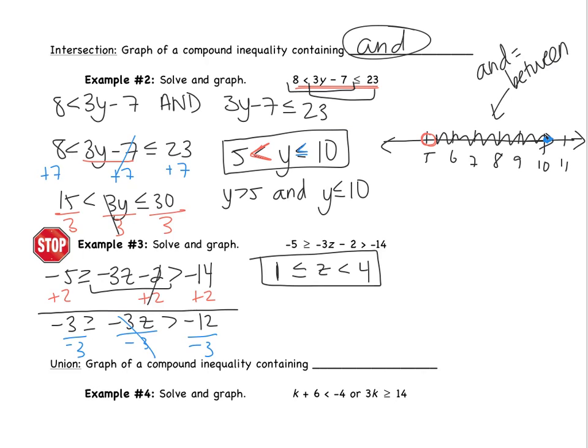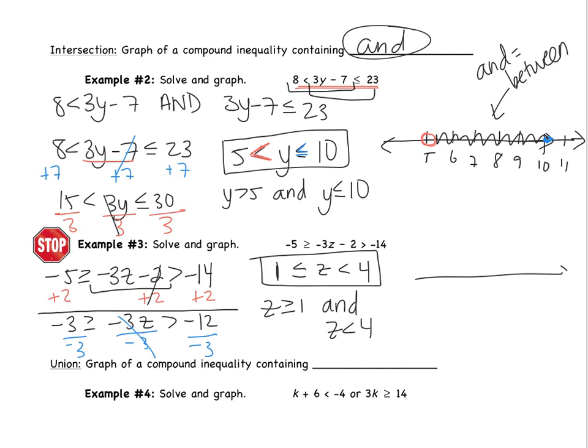So this is what your answer should have been. This is saying that z is between 1 and 4. It's greater than or equal to 1, and it's also less than 4 at the same time. So this is what I really mean: z is greater than or equal to 1, and it's also less than 4 at the same time.